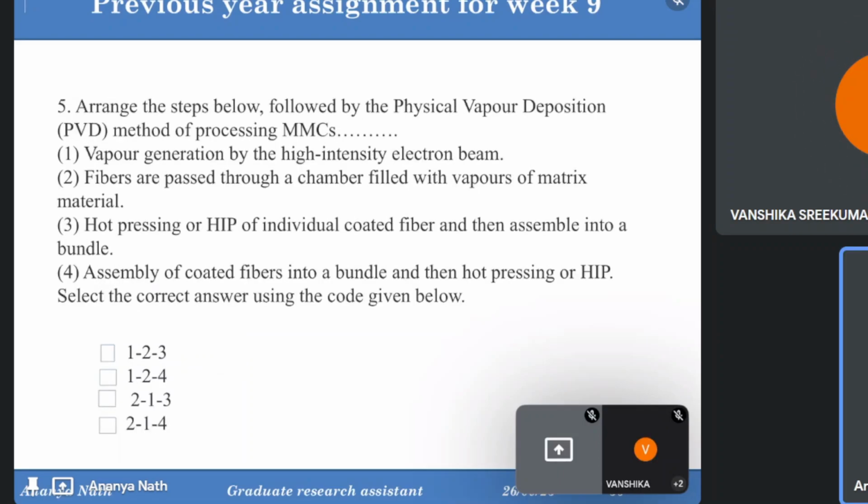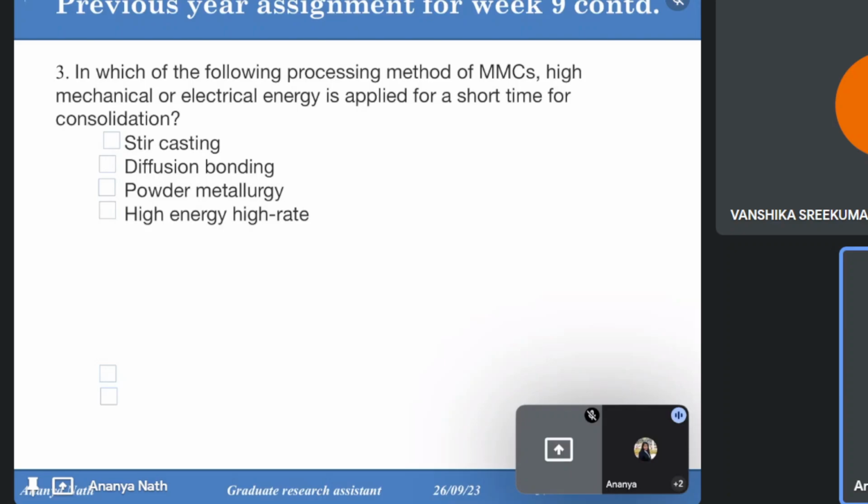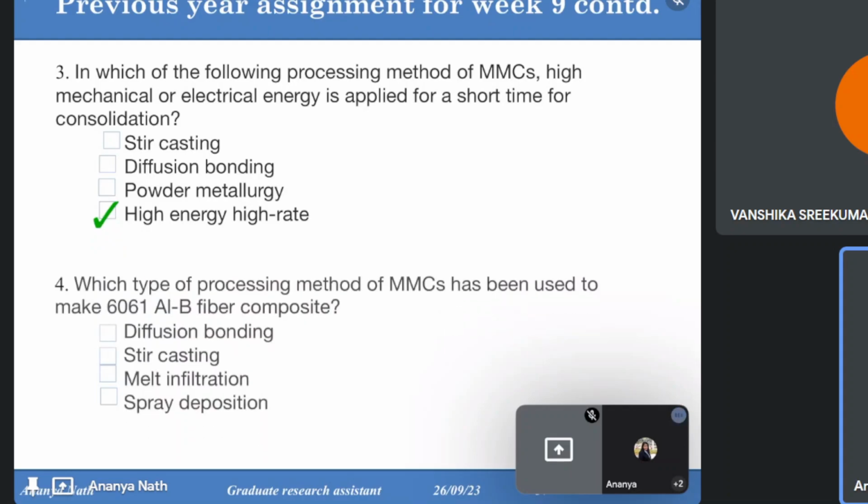So this is the fifth question. Arrange the steps below followed by the physical vapor deposition. So it will be 1, 2, and then 4. Vapor generation, then fibers are passed through the chamber, and then assembly of the coated fiber. The next one is, in which of the following processes or methods is high mechanical or electrical energy applied? It's very easy. It's the high energy high rate. The high energy is provided within a rapid time interval.